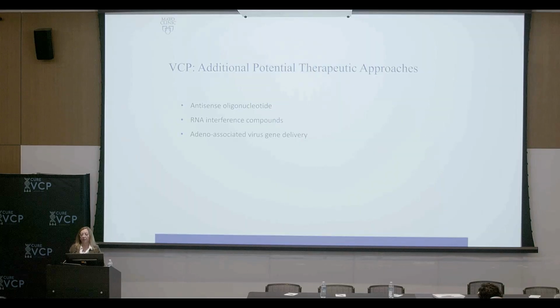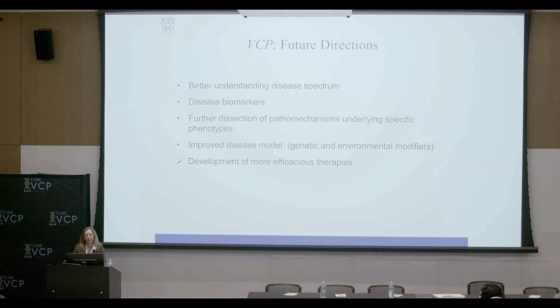Additional potential therapeutic approaches would obviously include antisense oligonucleotides, RNA interference compounds, and gene delivery, but we're still in the preliminary phase. So we need to better understand the spectrum of this disorder. We need some biomarkers, and we need some model that could better represent the disease to allow us to intervene and to use more efficacious therapy.